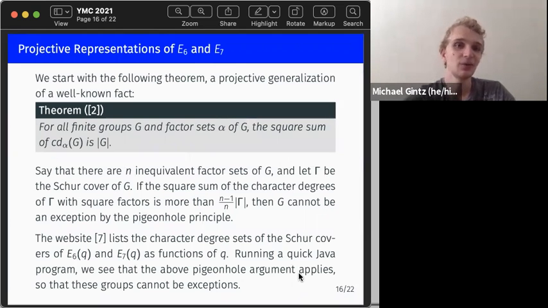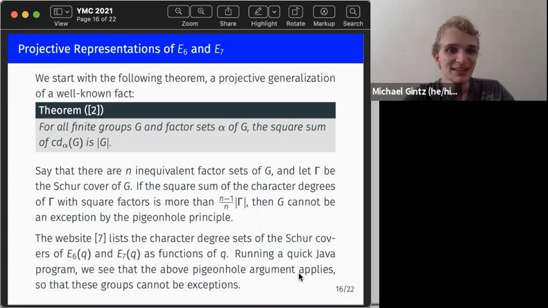And now we give one example that we have actually shown that is of Lie type that cannot be a counterexample. And to do this, we have a generalization of what hopefully is a well-known fact if you're familiar with irreducible representations. For all finite groups G and factor sets alpha of G, the sum of the squares of the character degrees is the order of the group. And again, if alpha is trivial, this is very well known.